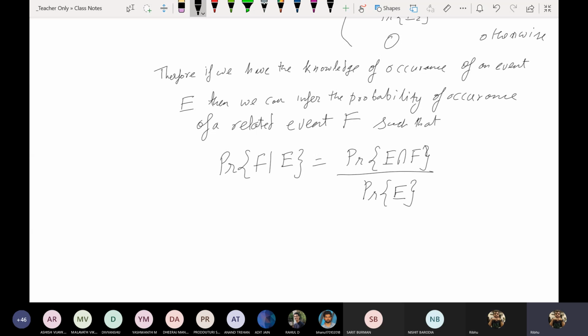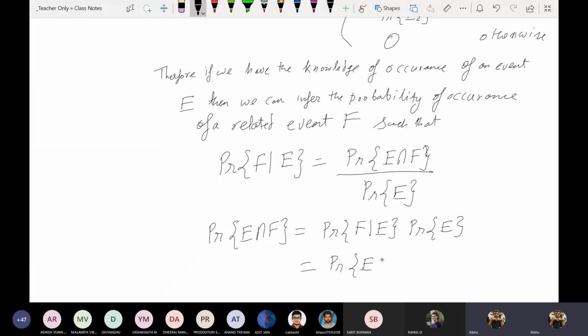Fine. This is okay. So we can say that the probability of the intersection, or the probability that E and F both occur, is the probability of E given F. Oh, sorry, the probability of F given E times the probability of E equals the probability of E and F.